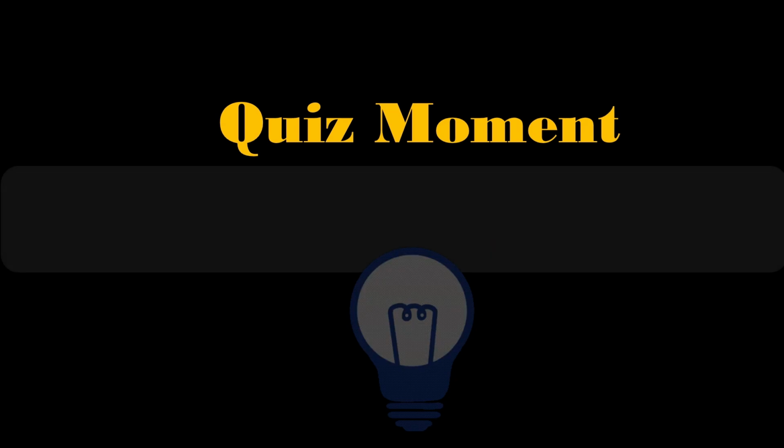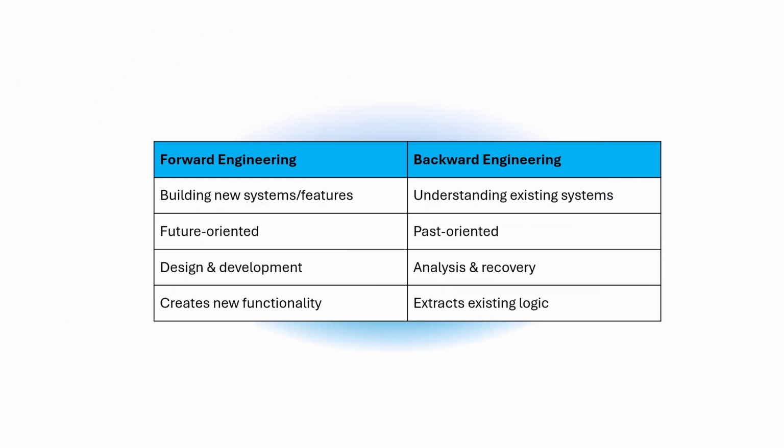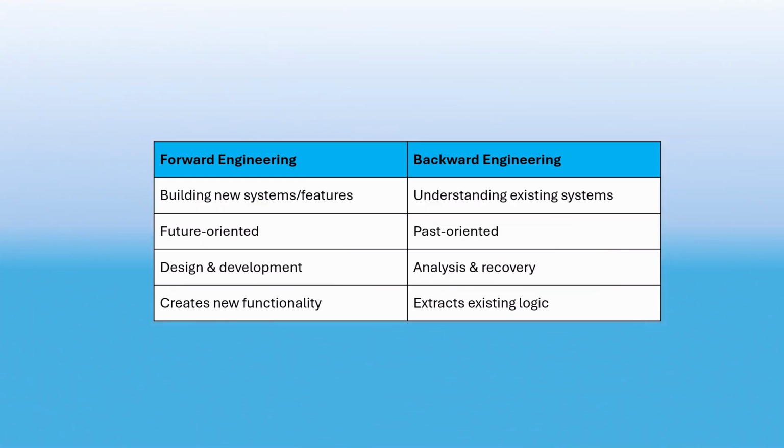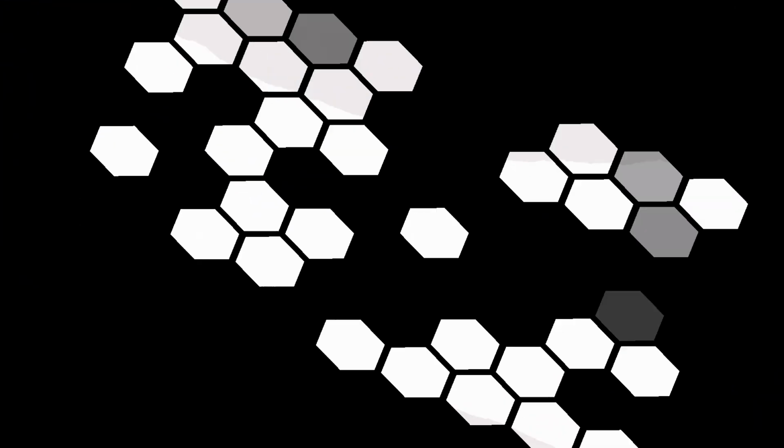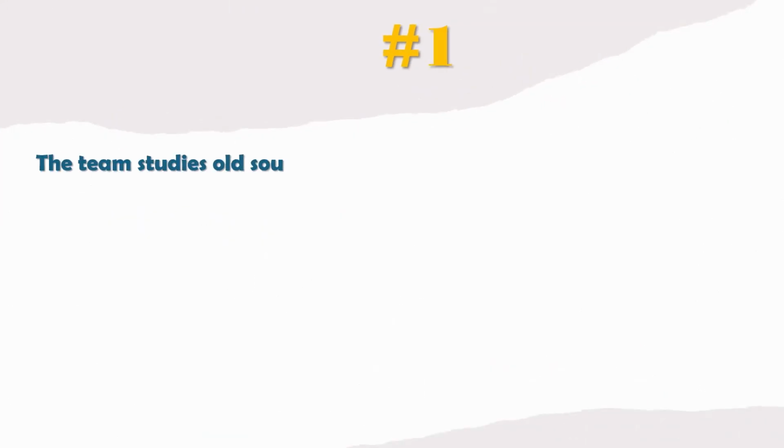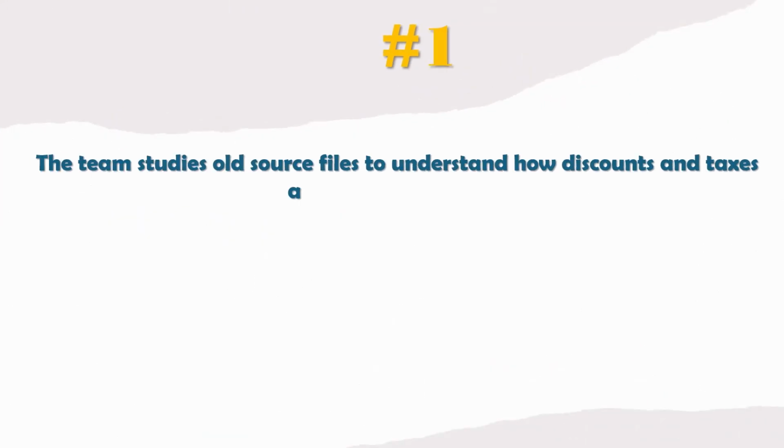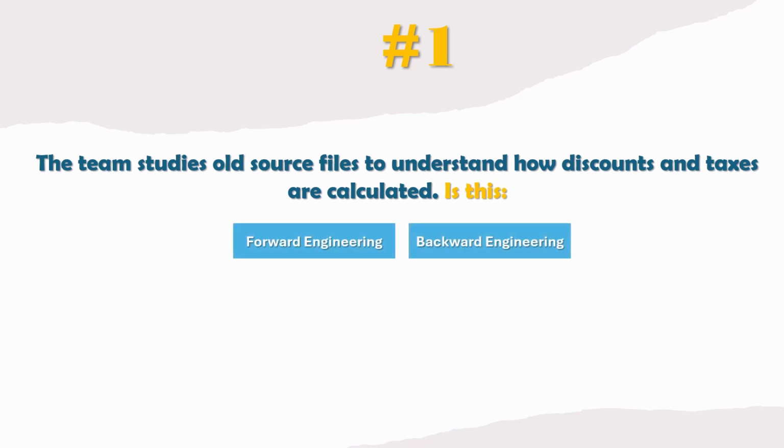Before attempting the quiz, remember the key differences. Backward engineering focuses on understanding and recovering information from the existing system, while forward engineering focuses on designing and building new functionality. The team studies old source files to understand how discount and tax are calculated. So is this forward engineering or backward engineering?